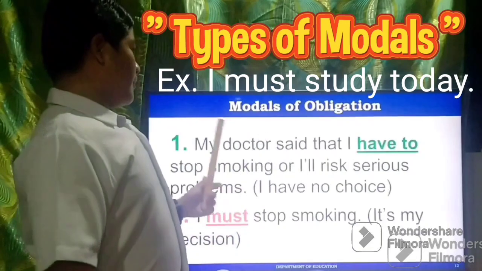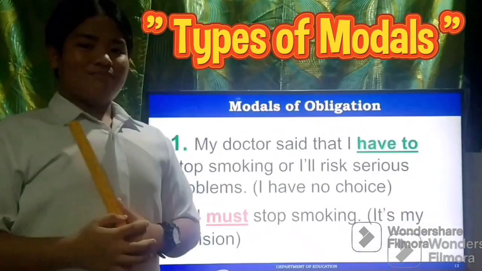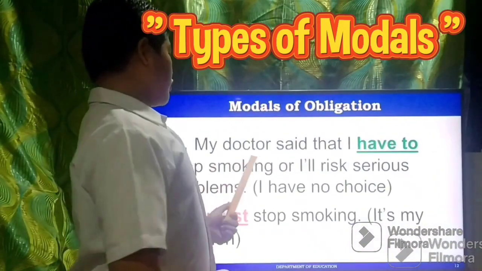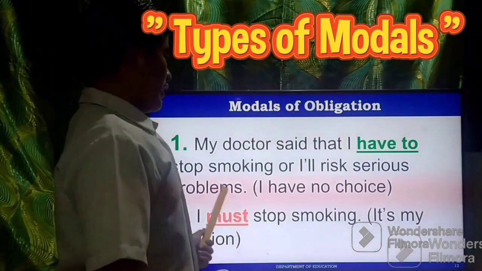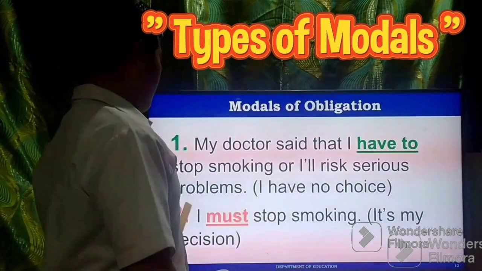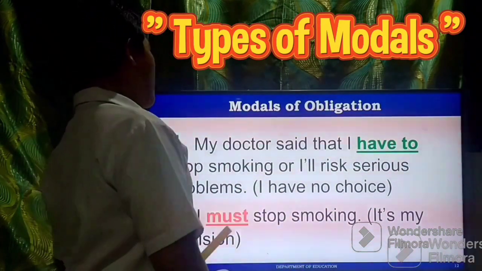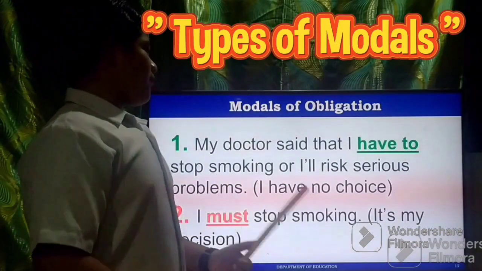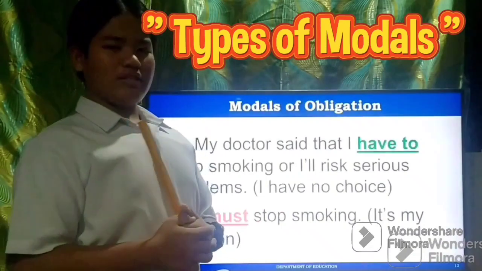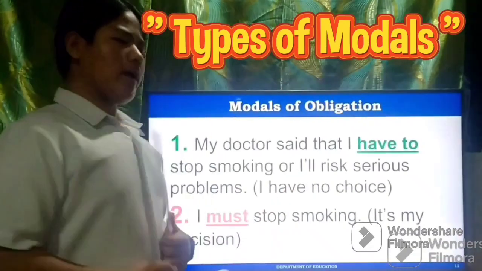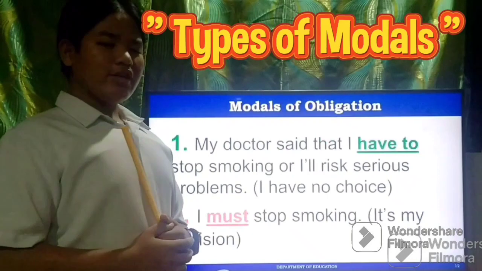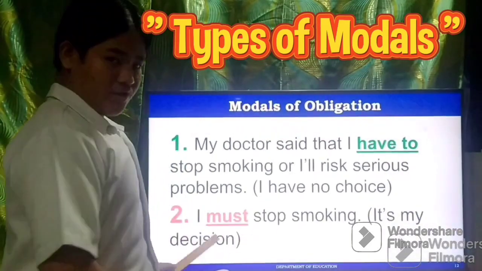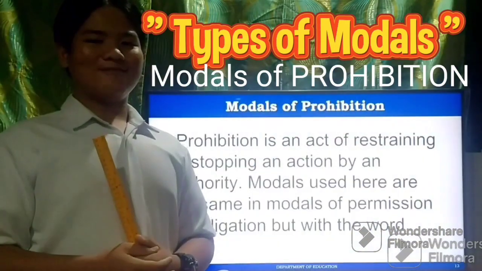Let's learn more about the modals of obligation by taking a look at these two sentences. Number 1. My doctor said that I have to stop smoking or I'll risk serious problems. Number 2. I must stop smoking. In sentence 1, since the obligation came from someone else, we have to use the modal have to. On the other hand, in sentence 2, since the obligation came from the speaker himself, then we have to use the modal must.